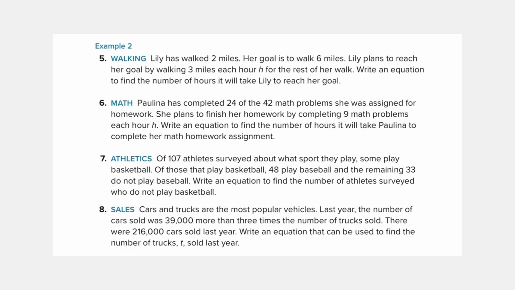Now there are some word problems. I will be solving few of them for you. Similarly, you can solve the remaining ones. So Lily has walked 2 miles. Her goal is to walk a total of 6 miles. Lily plans to reach her goal by walking 3 miles each hour h. What is the variable? Variable is h. For the rest of the walk, write an equation to find the number of hours it will take Lily to reach her goal.